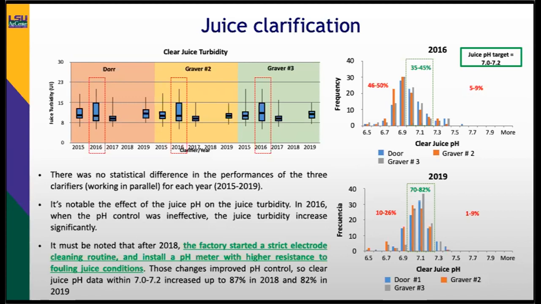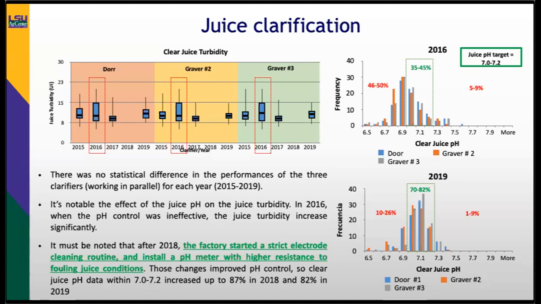If you go to the graph on the right side, on the bottom of the presentation, you can see the histogram of the pH, but in 2019. And you can see that the control of pH improved, because now between 70 to 82% of the juice had the correct pH between 7 to 7.2.